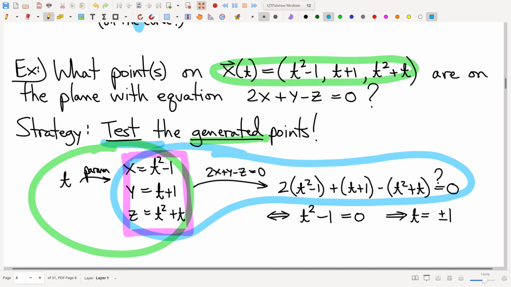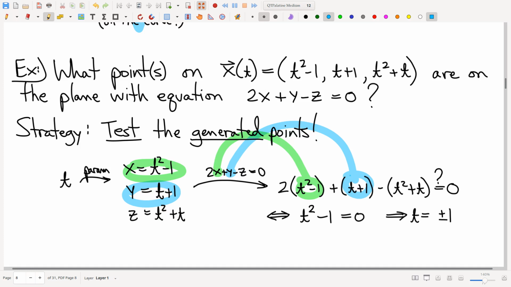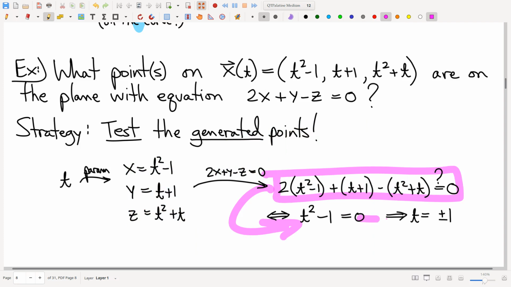All right, now do keep in mind when I say plug in, there's our x, and so I just take that formula and put it where the x is, and there's our y, and so wherever the y was, I put that formula. And here's what our z is, and so wherever the z is, I put that formula. And so the resulting algebra is pretty doable. We get this equation, which turns into that, which turns into this, and I have solved.